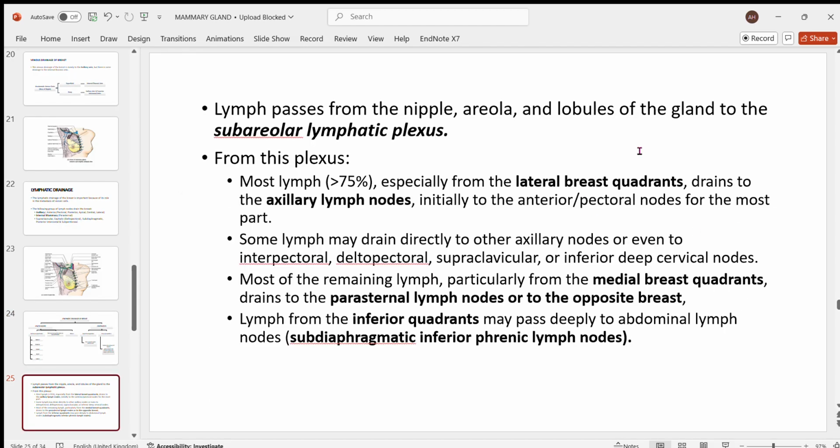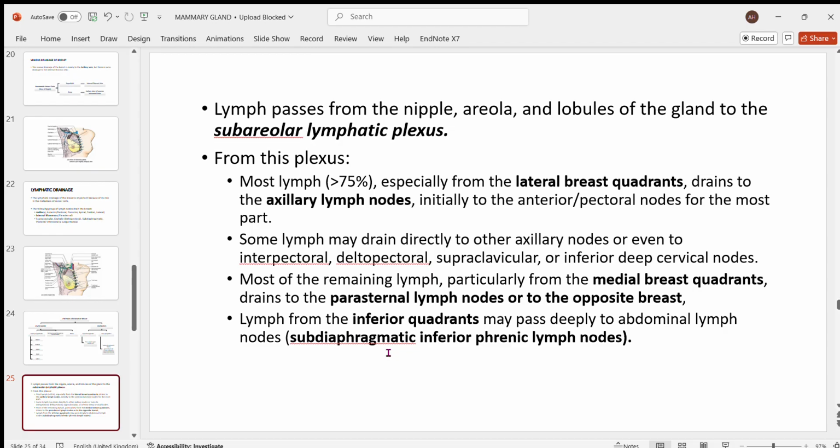Most of the lymph from the lateral breast quadrants goes into the axillary lymph nodes. So up to 75% of lymph drainage of the breast is via axillary lymph nodes. That's why they are very important. Now the medial breast quadrants are drained by the parasternal lymph nodes, and from here the lymph can also go to the opposite breast. The lymph from inferior quadrants may pass to the abdominal lymph nodes, which include the subdiaphragmatic lymph nodes.